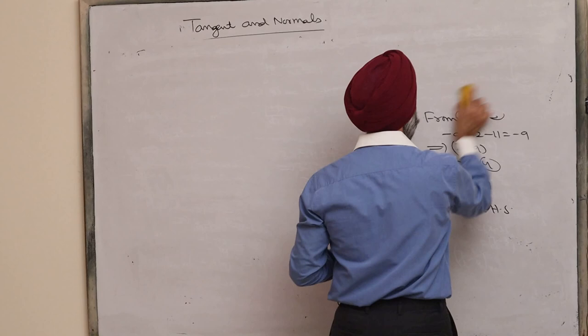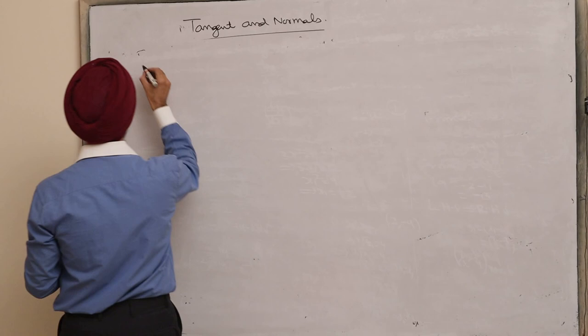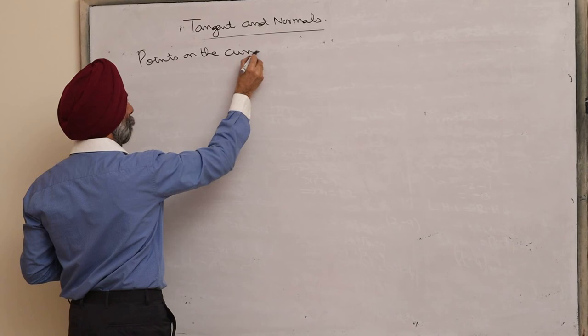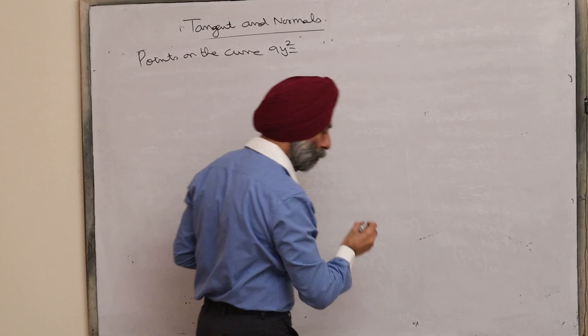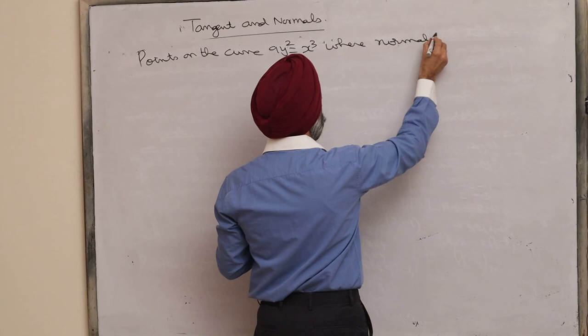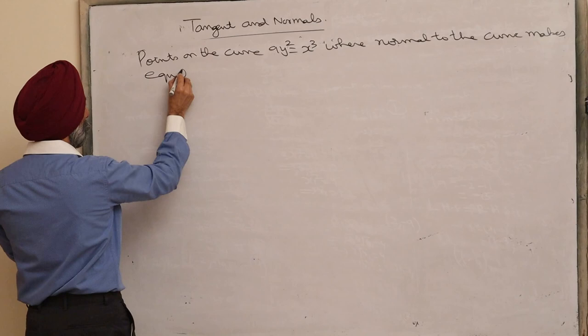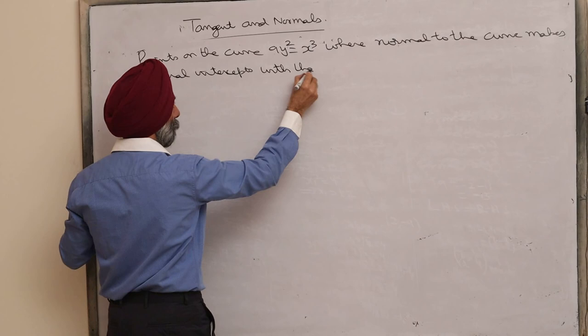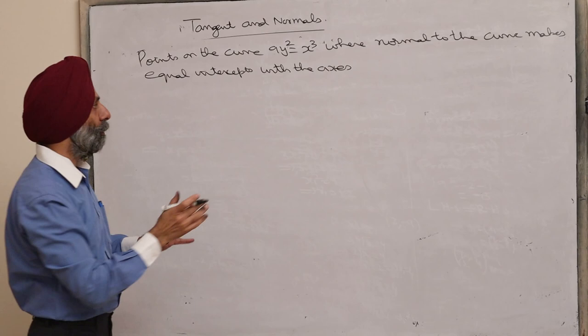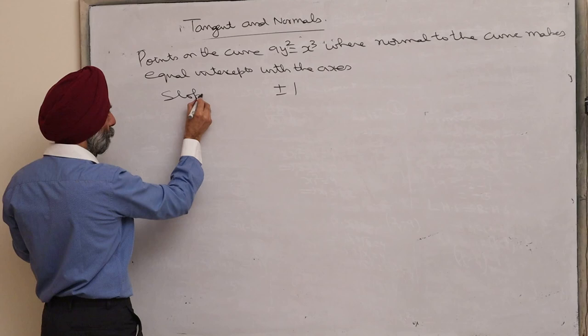Now next is to find points on the curve 9y² = x³ where the normal to the curve makes equal intercepts with the axes. We have already discussed that the slope of a line making equal intercepts with the axes is ±1.